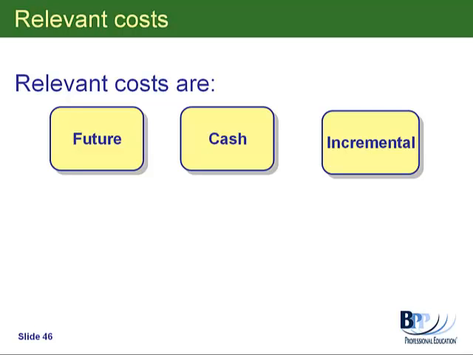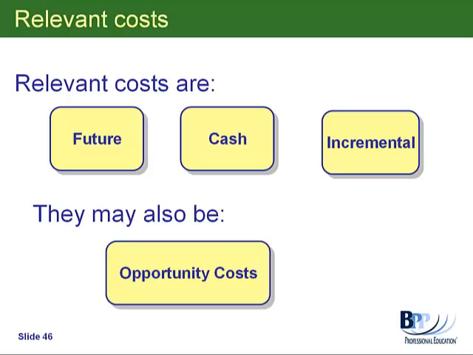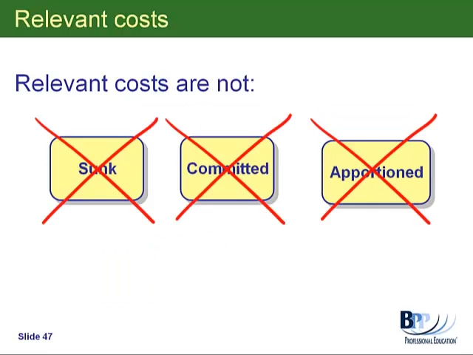So in summary, key things from this chapter, basically the principle of relevant costing. Now remember, relevant costs have to be future costs, they need to be cash flows, and they need to be incremental or specific to your decision. They may also be opportunity costs. Key things to ignore in a relevant costing decision: sunk costs, any committed costs, any costs that are just apportionments.